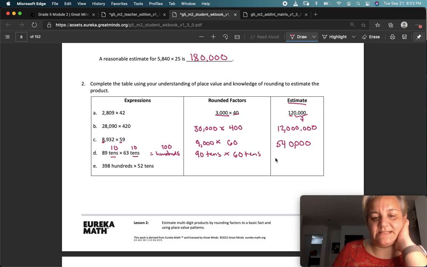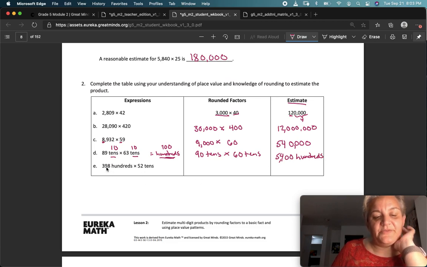9 times 6 is 54. And I have two zeros, 1, 2. And I have to put my unit back in there. So 10 times 10 is 100, so now it's hundreds. 5,400 hundreds.